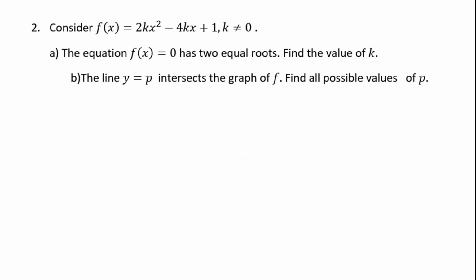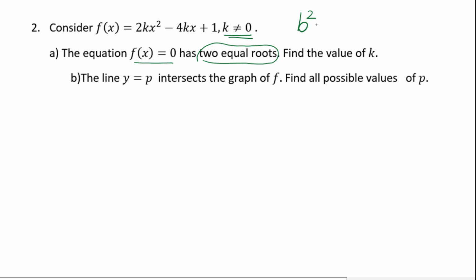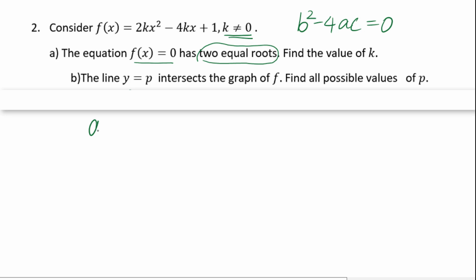Now let's go to number 2. Consider f of x equals 2kx squared minus 4kx plus 1, k is not equal to 0. The equation f of x equals 0 has two equal roots. Find the value of k. Two equal roots means the discriminant b squared minus 4ac equals 0. We know a equals 2k, b equals negative 4k, c equals 1. We set up b squared minus 4ac equals 0.